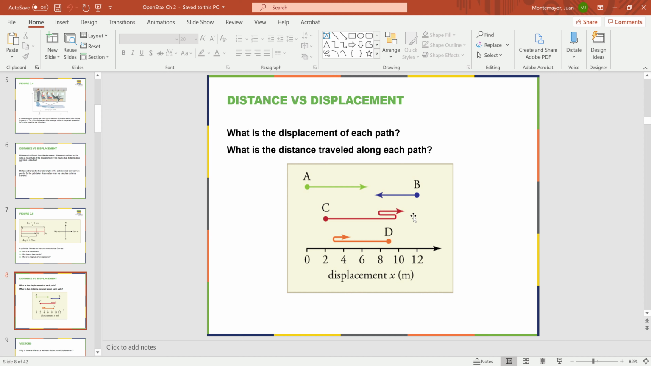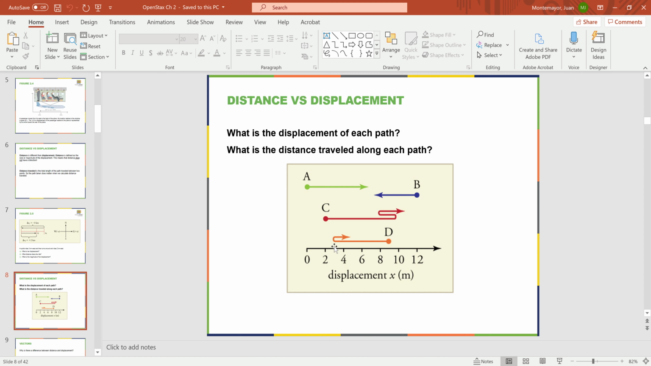And for D, they started at about 9, right? And they went all the way to about 3. So the final over here, they went to 3 and then they went back to about 5. Let's call that 5. So 5 minus 9, that gives us negative 4. And for the distance, they went from 9 to 3. So that's 6. And they went back to 5. So that's about 2. So that's 8. 8 meters for the distance.